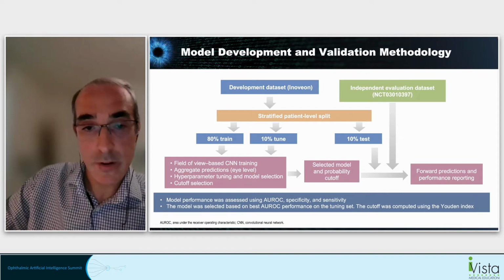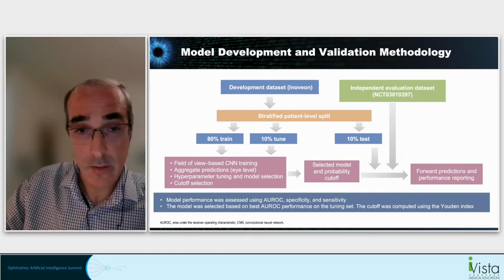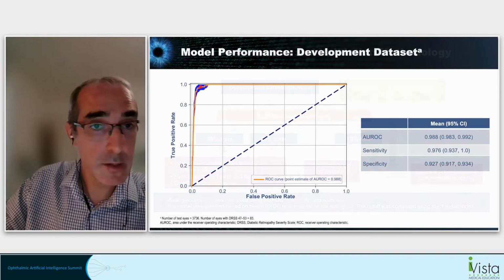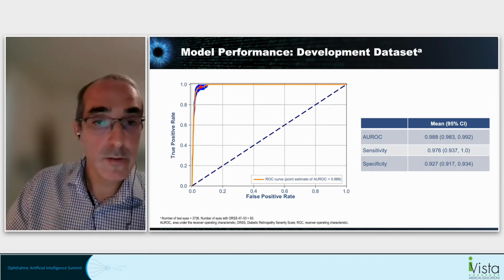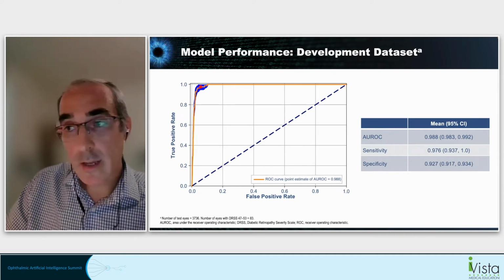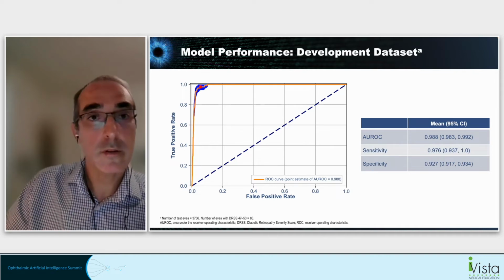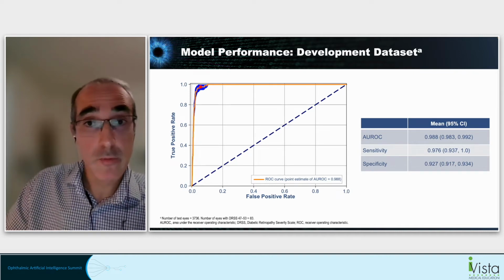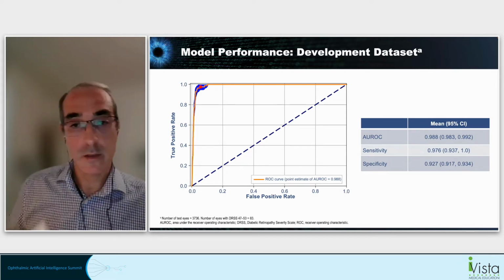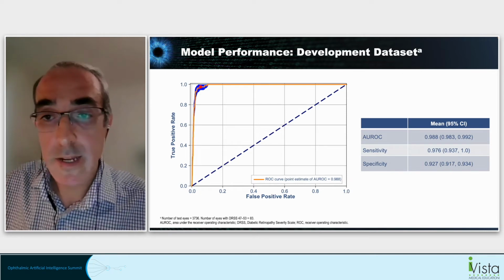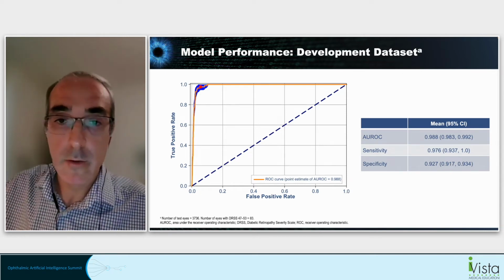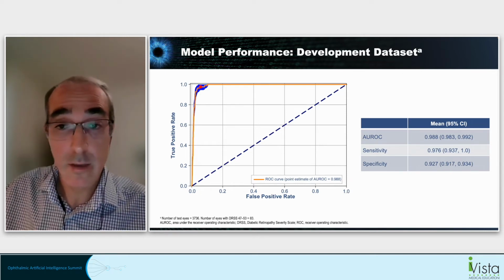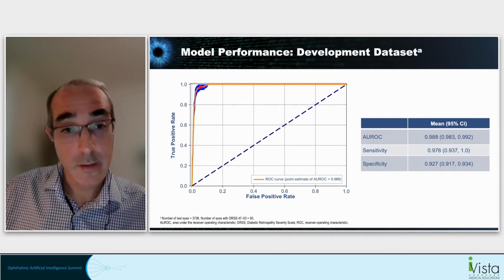And the performance was evaluated in terms of AUC, specificity, and sensitivity. So next I'll be showing the results. This slide shows the results on the test set of the development cohort, the US cohort. Very good performances, despite the low prevalence of the specific disease stage we've been looking at. So 0.98 AUC, sensitivity of 97%, and specificity of 92%.